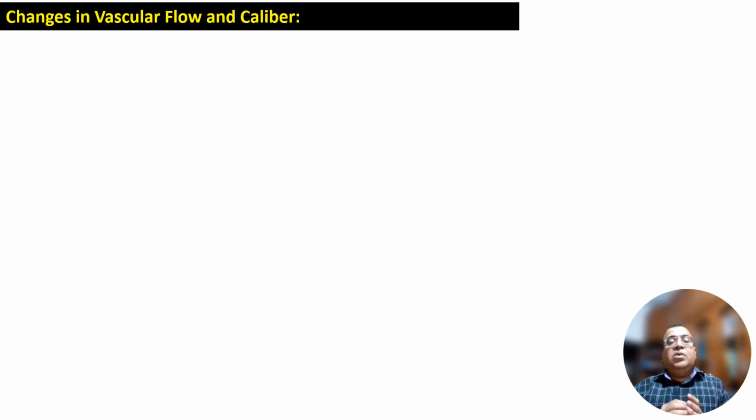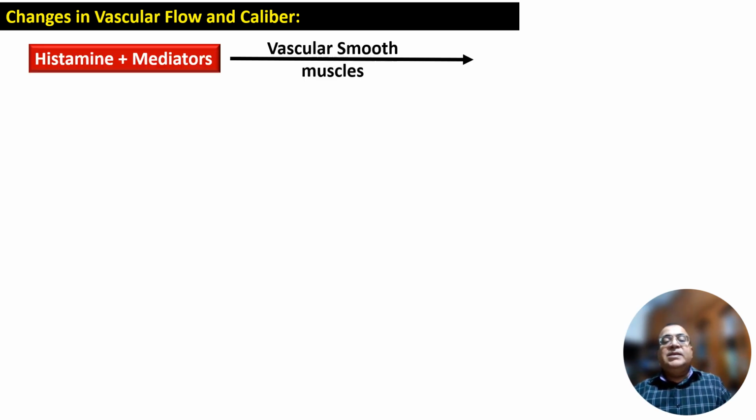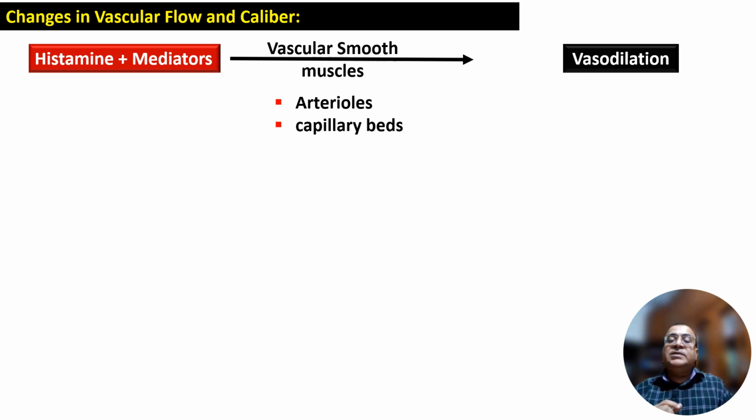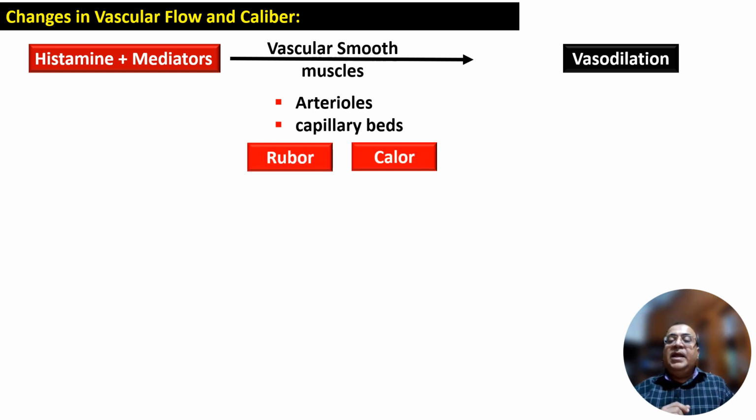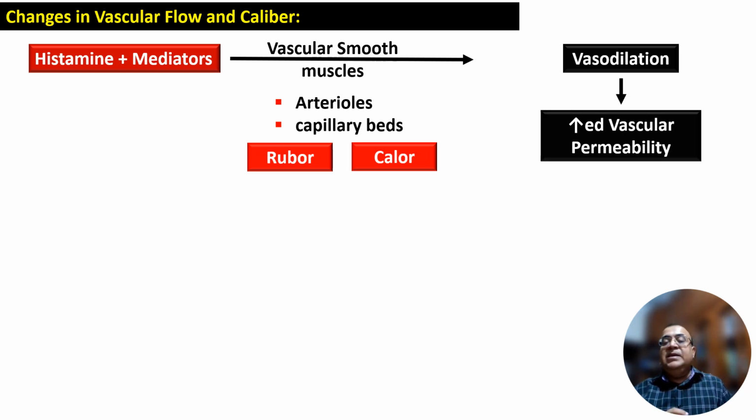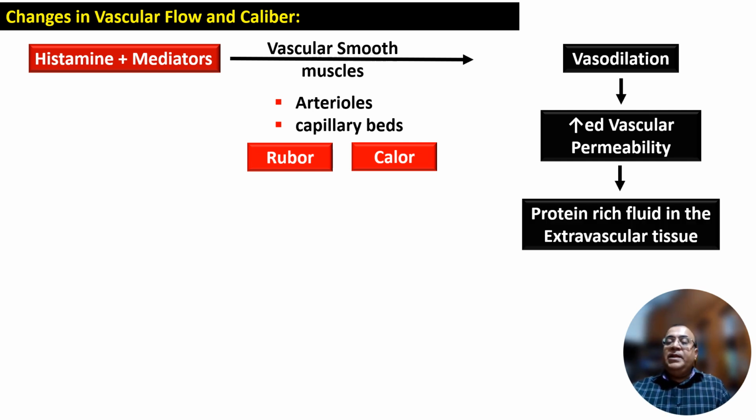So now, how are these changes in vascular flow and caliber responsible for the cardinal signs of inflammation? As there is release of histamine and other mediators, they act on vascular smooth muscles of the arteriole and capillary bed, and they result in vasodilation. This in turn is responsible for redness and increased heat in this area. After vasodilation, there is increased vascular permeability and protein-rich fluid in the extracellular tissue extravasates.